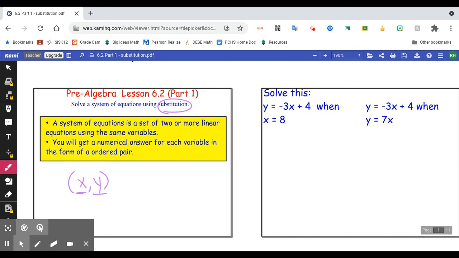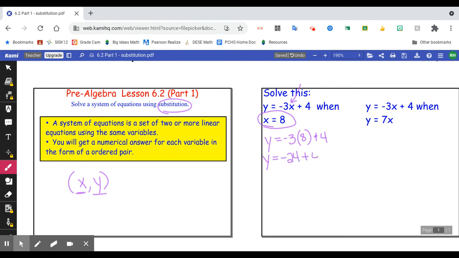okay, so the first one we have over here is y equals negative 3x plus 4 when x equals 8. So what I want you to look for every time is the value that you can plug in, and we're going to circle that. So 8 is going to go in for x in the top equation. And the important thing here is that nothing else in that top equation is going to change except for the x. So y equals negative 3, x comes out, and 8 goes in its place, and then we finish with plus 4. And then we're just going to solve.